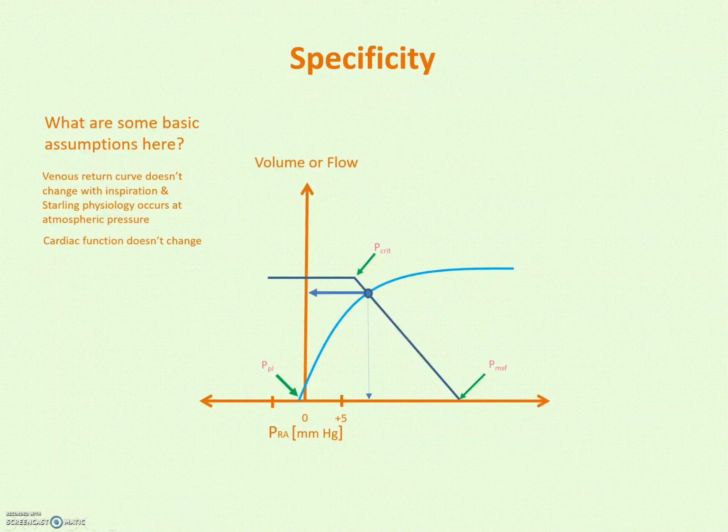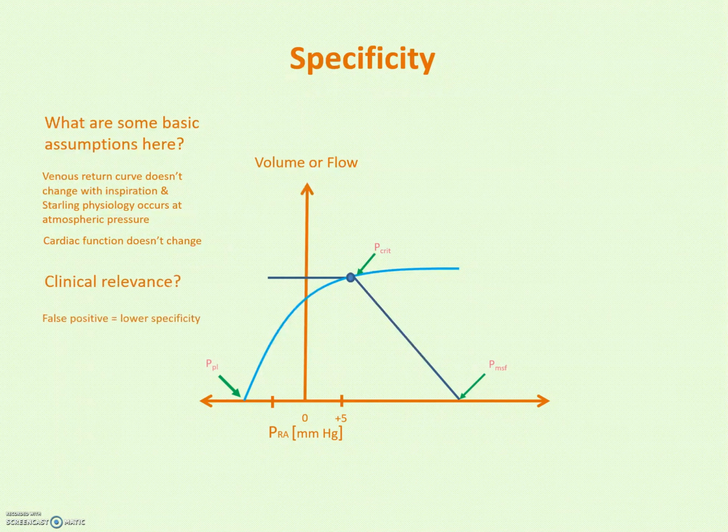But this patient's on CPAP, so now when they trigger the breath, so this is end expiration, now when they breathe in, they can actually hit the Starling resistor physiology more readily because of the pressurization of the abdomen, and you actually can see some collapse here even though this patient is volume unresponsive. So that would be a false positive, and that would lower your specificity.